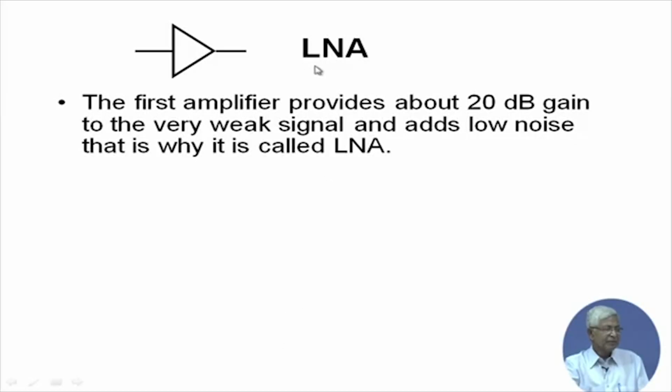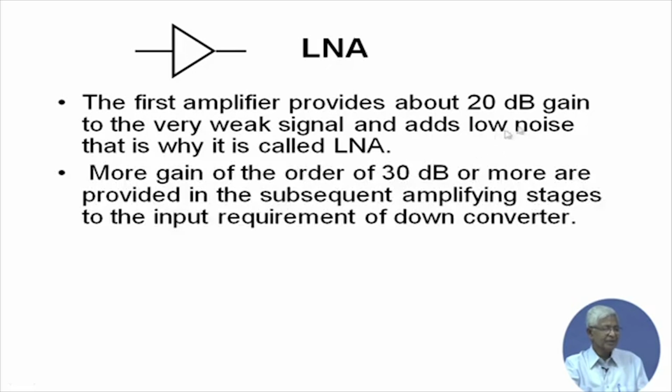Then there is an amplifier which is LNA. Its input signal is very small, very low, very weak. So, the first amplifier generally about 100 times gain is given, that is 20 dB gain, and since it is a very weak signal, it should not add much noise. So, it is low noise. We will discuss about the noise much later. So, that is why it is called low noise amplifier. The first amplifier has to be a low noise amplifier, but it is giving smaller gain.